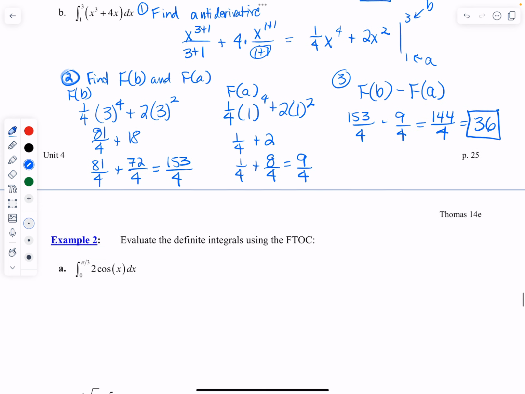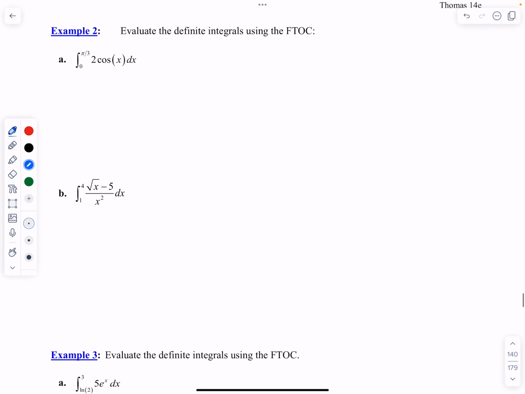Okay. Example 2, evaluate the definite integral using the fundamental theorem of calculus. Okay, so remember we can use the rules and take the constant and pull this out. So I'm taking 2 times the integral from 0 to pi over 3 of cosine x dx.